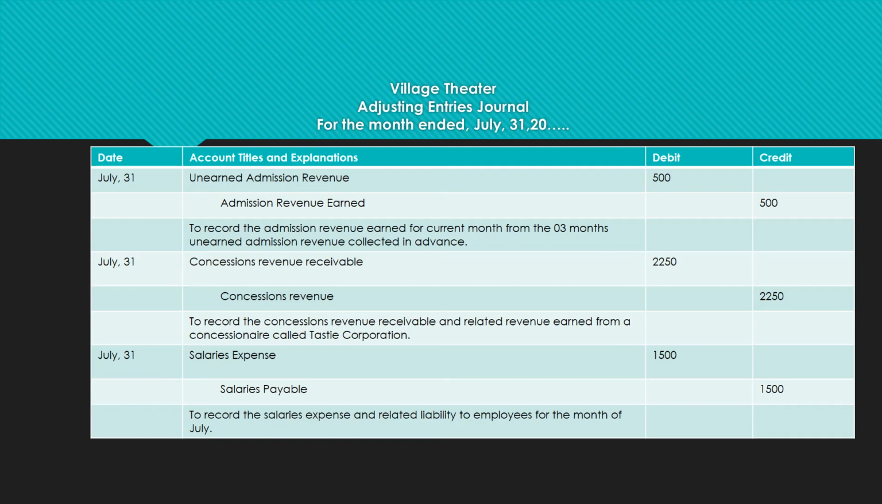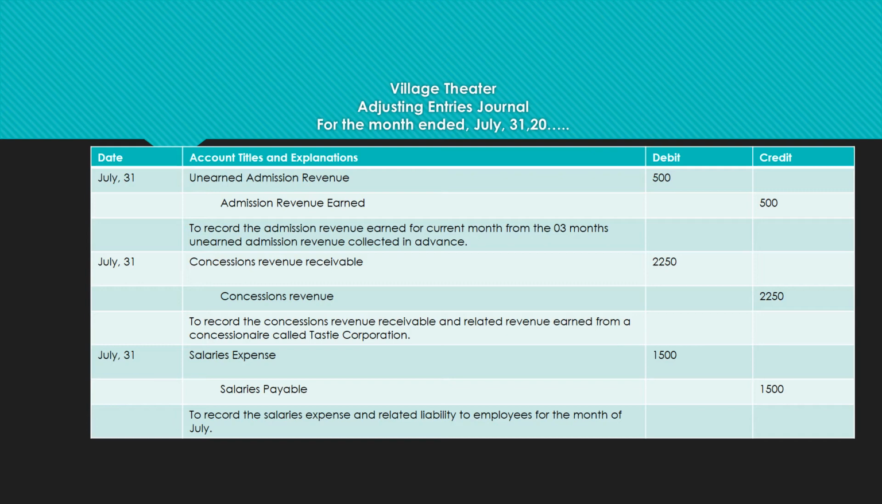But they have revenue earned, so they will show that revenue in their adjusting entries for the month of July. So they will debit concessions revenue receivable 2250 and credit concession revenue 2250. Explanation will be to record the concessions revenue receivable and related revenue earned from a concessionaire called Testia Corporation. So that's all about transaction F.